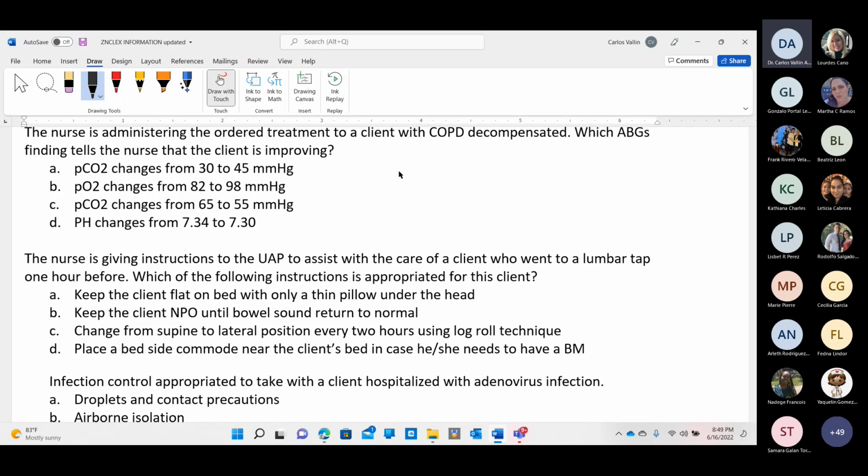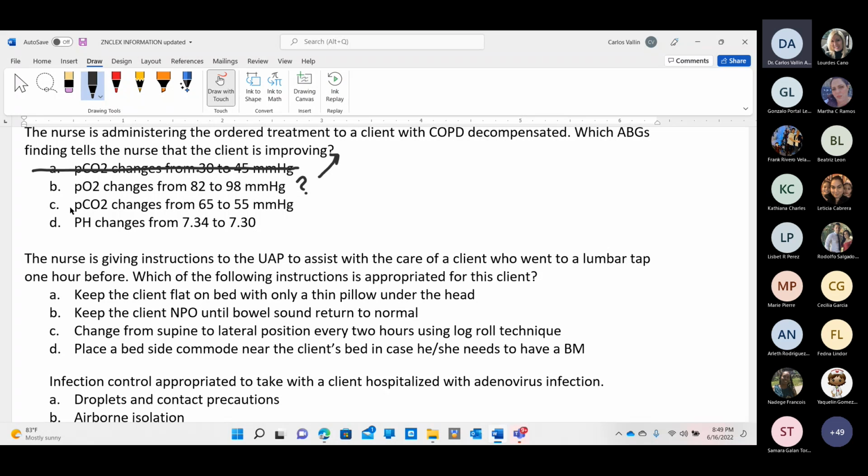Let me see. PCO2 changes from 30 to 45. So the CO2 increases. Sounds logical. No, because the idea of the treatment of COPD is that the CO2 decreases. PO2 changes from 82 to 98. Could be. Will be.